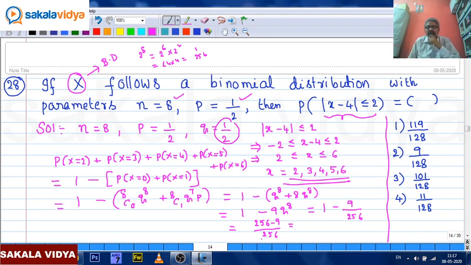Okay, 119 by 128. How did you get 119 by 128? Let us check it now. 2 power 8, 2 power 6, 256. Okay, what is 256 minus 9? 247. 247 means 245, no, not 245. So let us wait now.